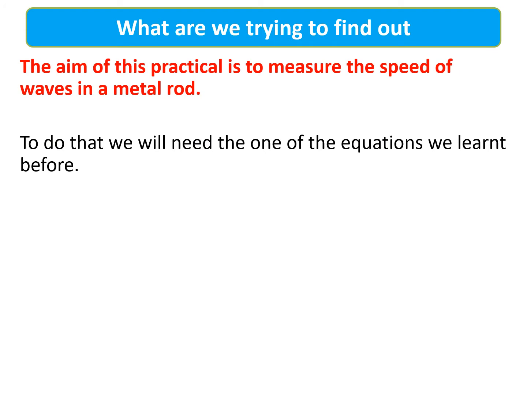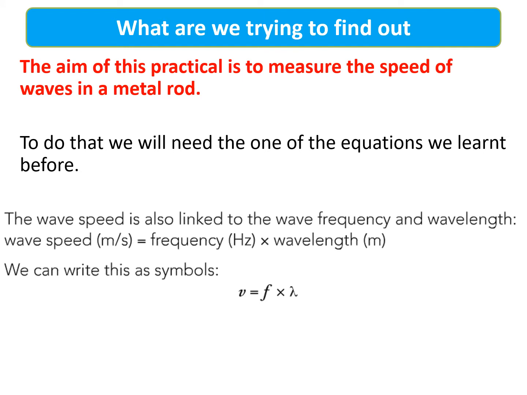Right, so as we said, the aim of this practical is to measure the speed of the waves in the metal rod. Now, as I just said, you can't use the distance divided by time equation because it's too quick and you can't see it. So we need to use the other equation, which is wave speed equals frequency times wavelength. So we've got to find a way to measure the frequency and we've got to find a way to measure the wavelength. So let's have a go.